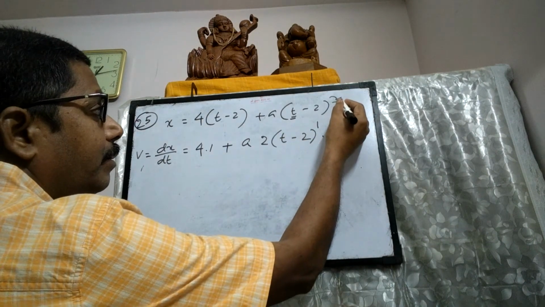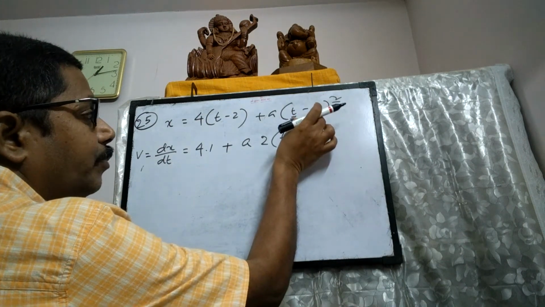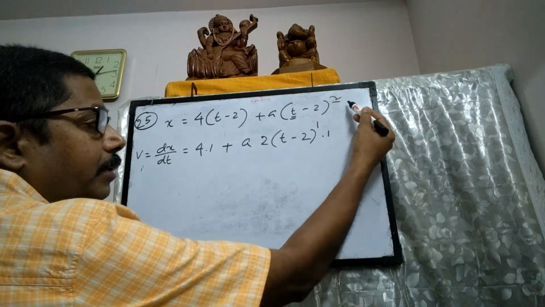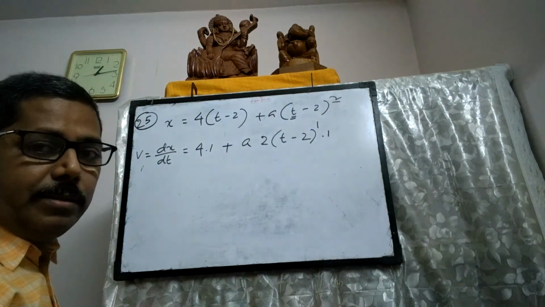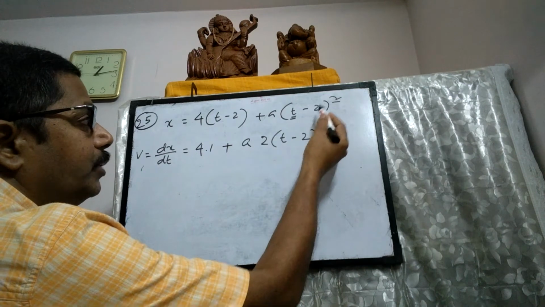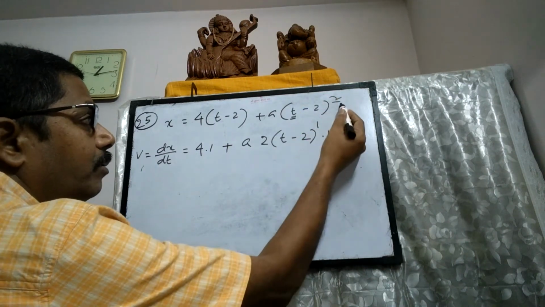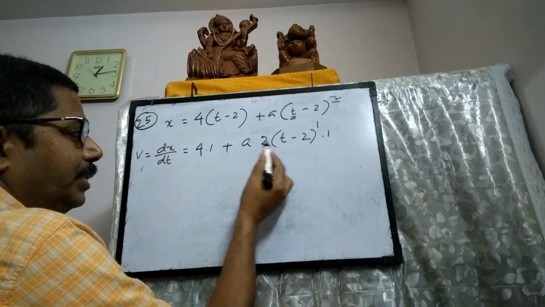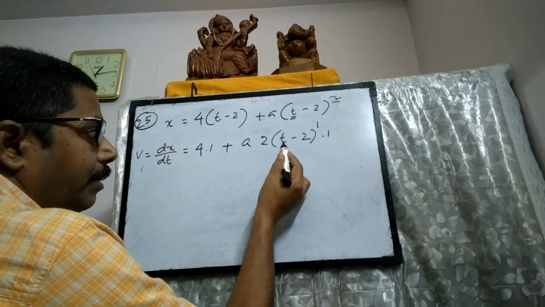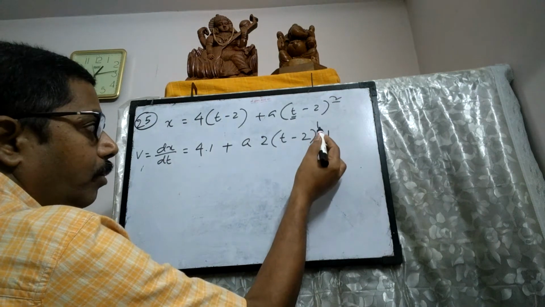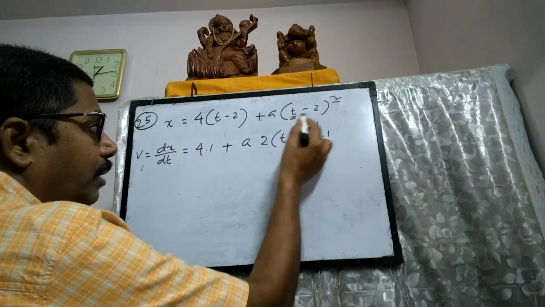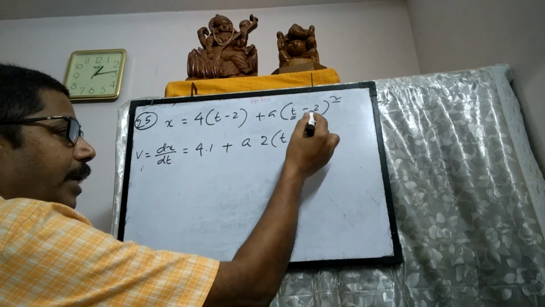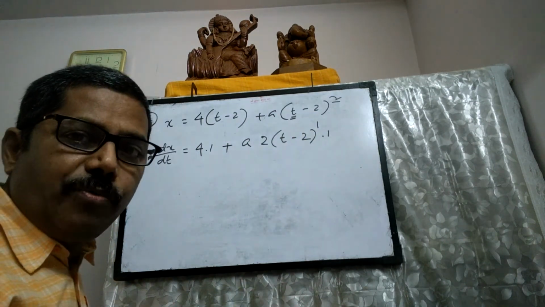So we are considering, suppose it is t square. How will you write t square differentiation? 2t, isn't it? But here t minus 2 whole square. So what you have to do? First write the power as the coefficient, then reduce the power by 1, and whatever is the differentiation of this quantity which is inside the bracket with respect to time, that you write as coefficient.